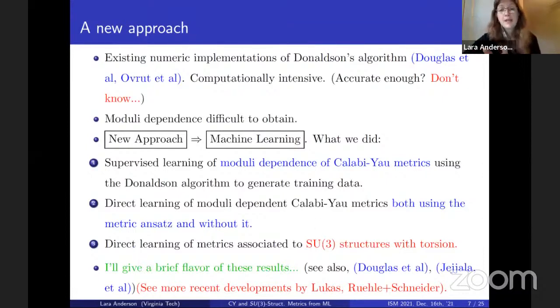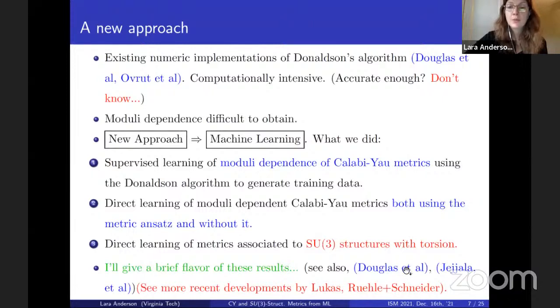case of complex Kähler geometries into so-called SU(3) structure manifolds, which are complex but not Kähler. These are solutions with torsion, which are more general solutions of string backgrounds, but harder to describe using the techniques of algebraic geometry. So I want to give a brief flavor of these results.